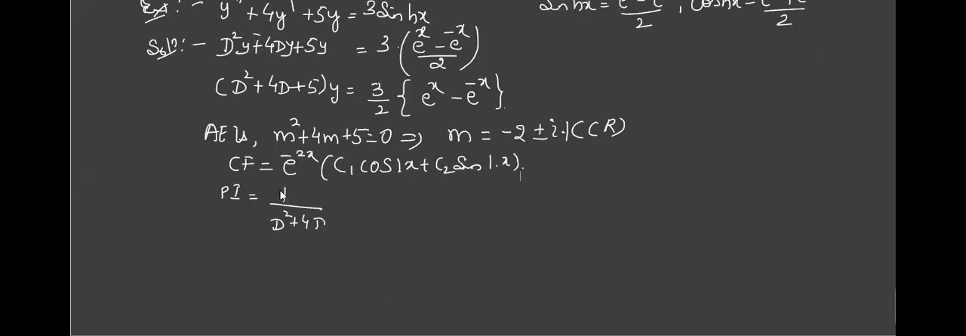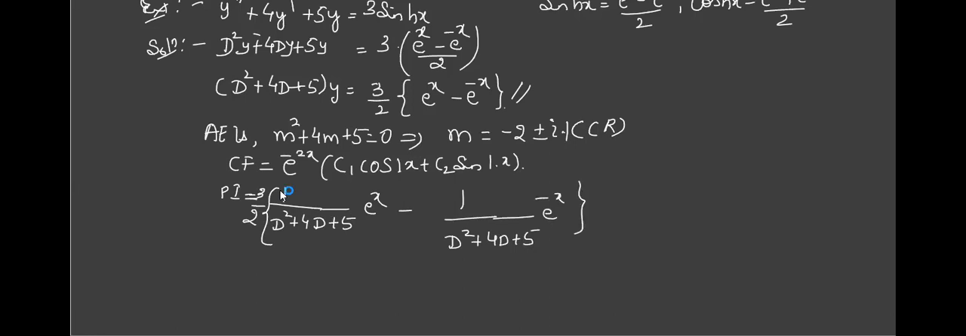Now you write PI. PI is D square plus 4D plus 5 operating on, again, you can see how many functions are there on RHS. There are two functions now. So when you write PI, it will be split up as two terms. So I will write 3/2 commonly outside and take a bracket like this. In between there is a minus, so obviously in between you will get minus here. Tell me, is the step clear or no? Yes, ma'am. Here it is a difference of two terms, so we are writing PI also in a similar format.